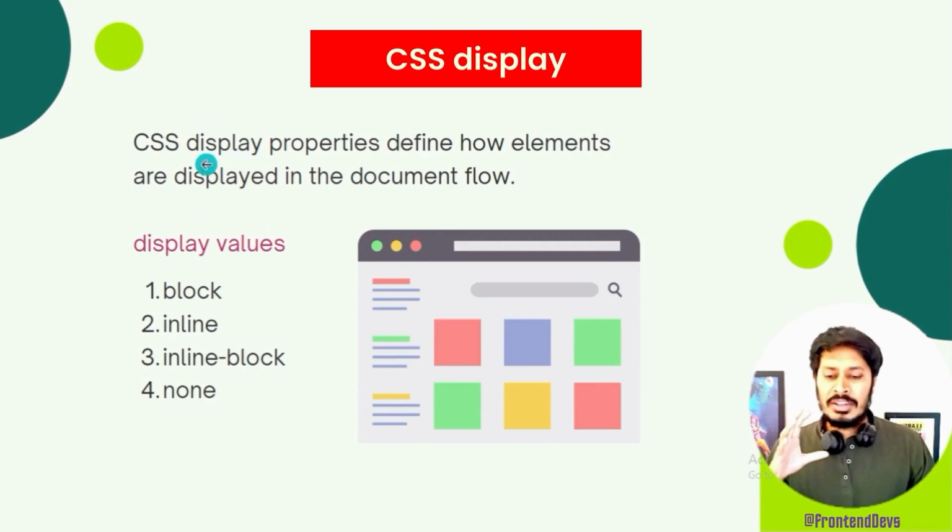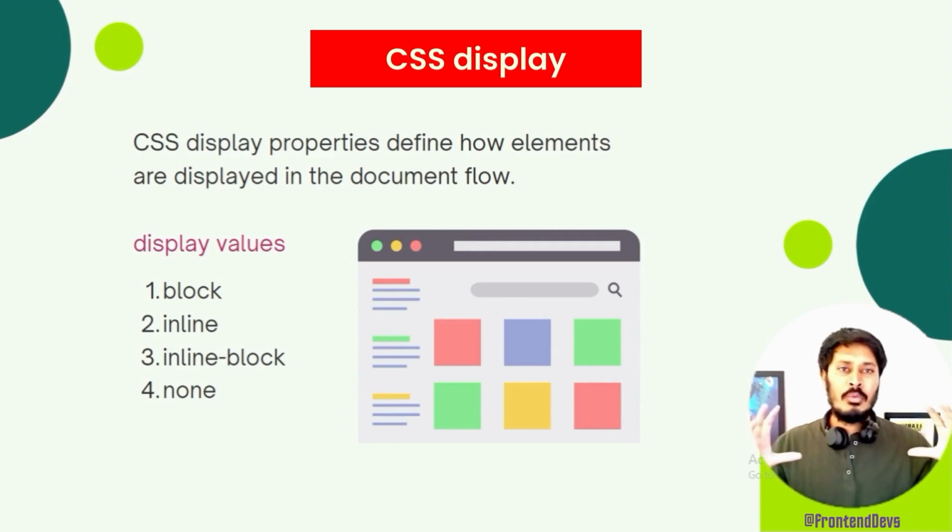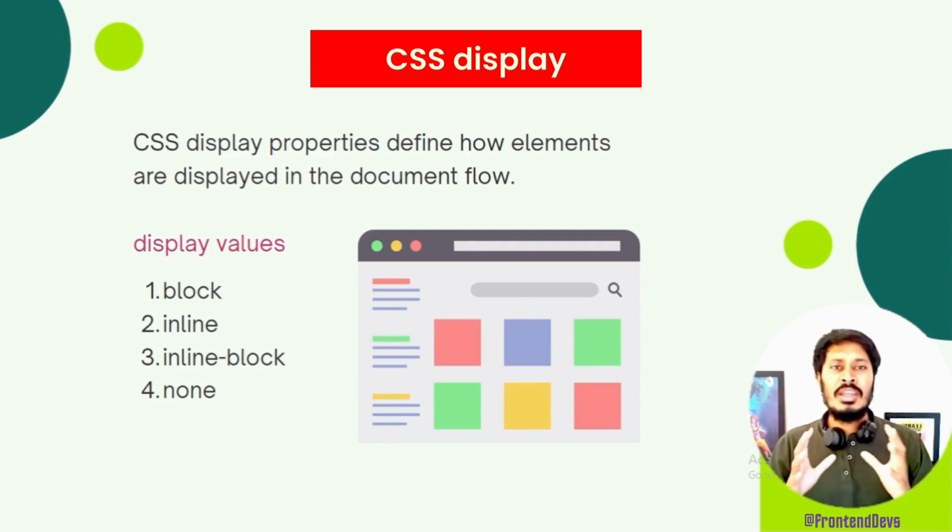When we talk about the CSS display property, it is used to define how elements are displayed in the document flow. And here we have multiple values. We can go with block, we can go with inline, we can have inline-block, and we can have none. If you watched my HTML video, we know that we have two types of elements, right? One is the block element, which will take the entire width of our screen, and the second one is the inline element, which will take only the space up to its content.